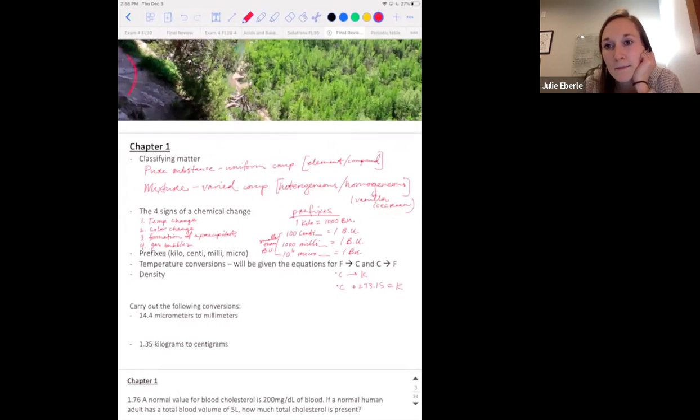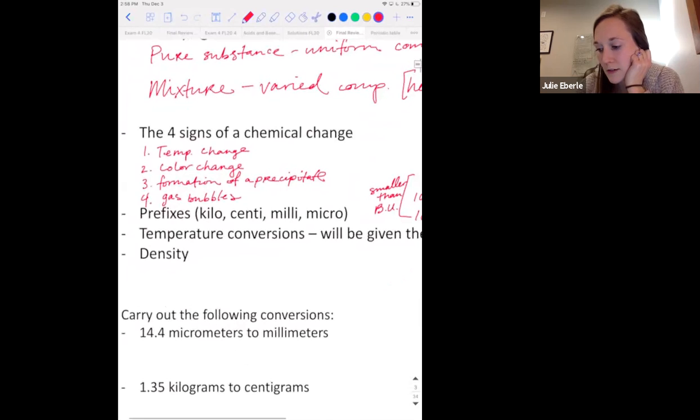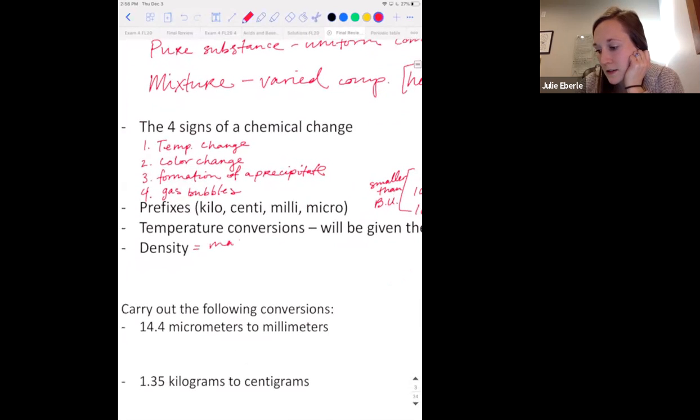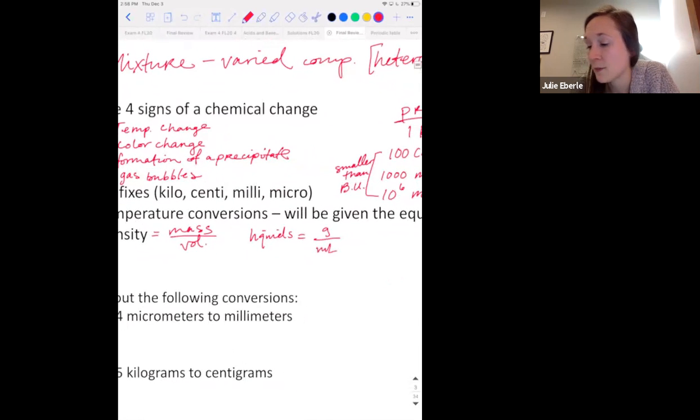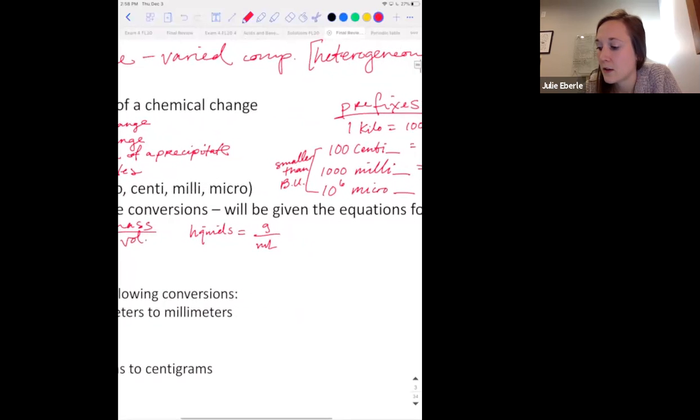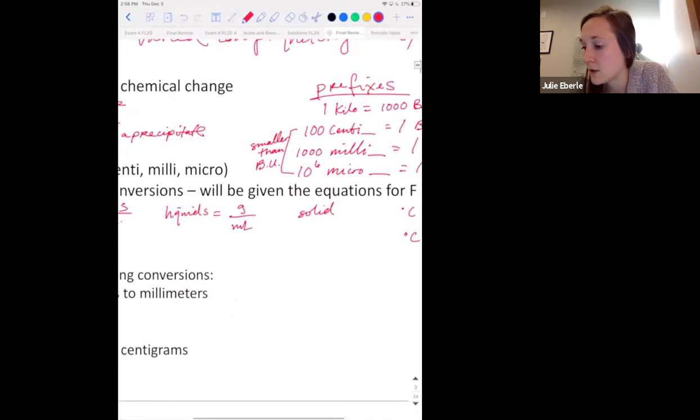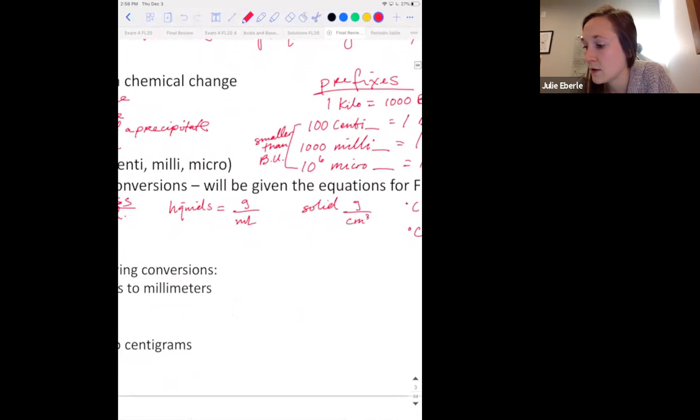Okay, density. Density is important. It is mass over volume. Now, we measure density different ways because we have different kinds of substances. For liquids, the units that we use are grams per milliliter because liters are just a very easy way to measure liquids. It's a volumetric unit. But if we have a solid, remember, we can measure density with gram per cubic centimeter.